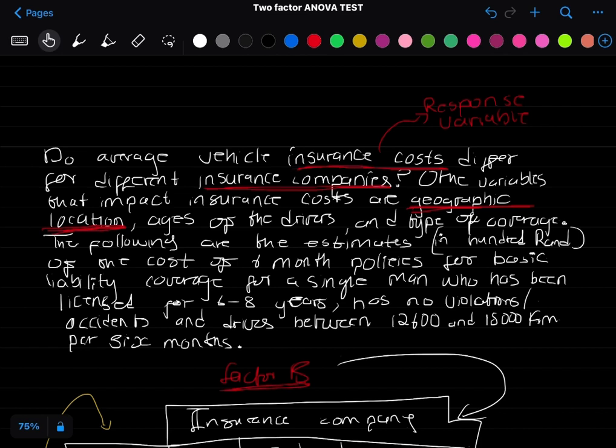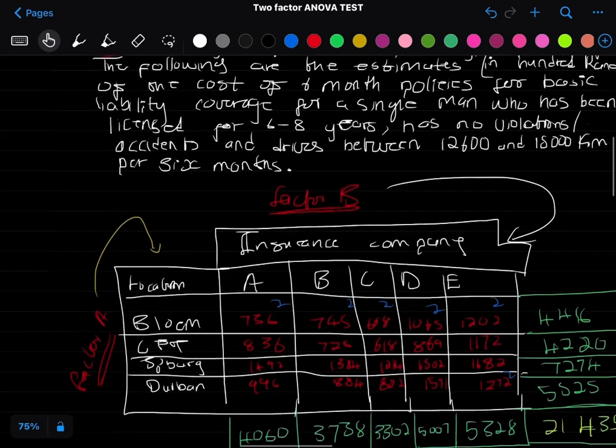Other variables that impact insurance cost are geographic location, ages of the drivers, and type of coverage. The following are the estimates in 100 Rand of the cost of 6 months policies for basic liability coverage for a single man who has been licensed for 6 to 8 years, has no violations or accidents, and drives between 12,600 and 15,000 kilometers per 6 months. Now the questions that we have with the following data.